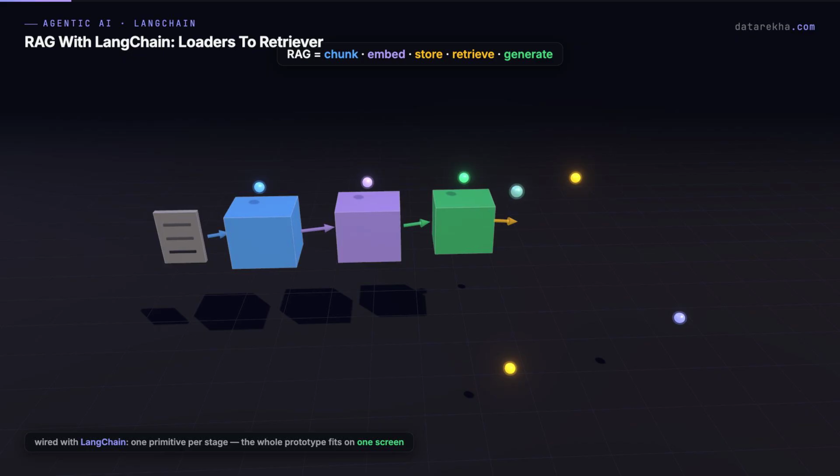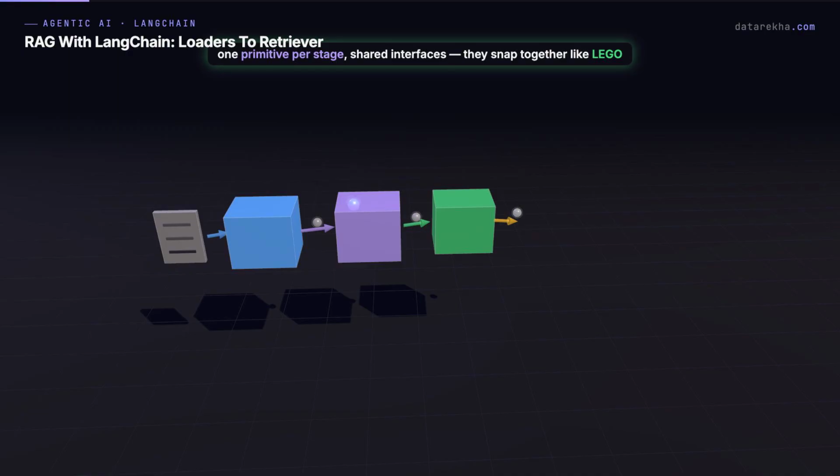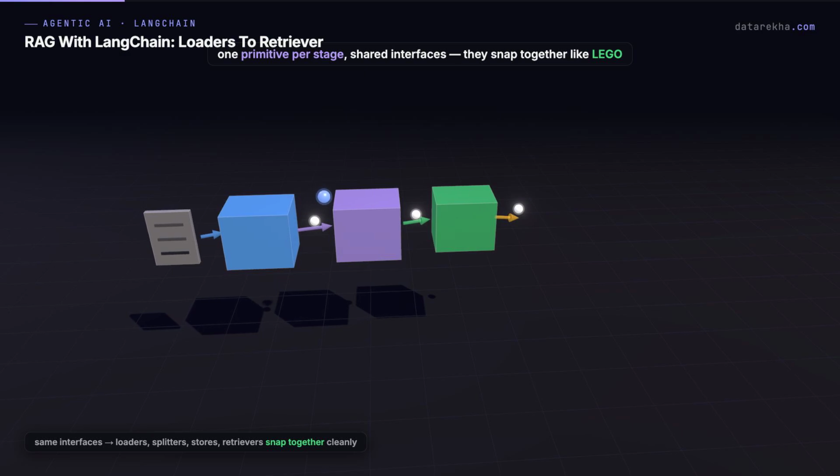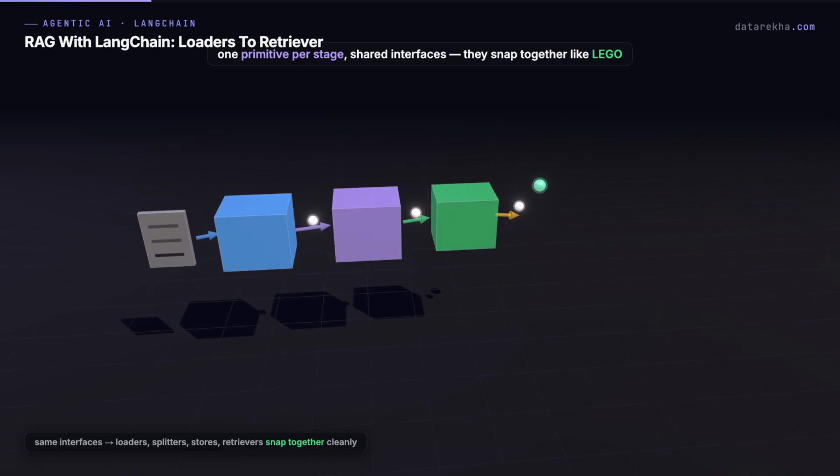Here is the core idea, and it is what makes LangChain RAG feel like Lego. LangChain gives you one primitive per stage and they share interfaces so they snap together cleanly. The whole prototype fits on one screen. Let me walk the pipeline in the exact order data flows because that order is the mental model.